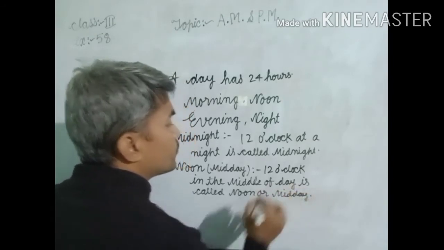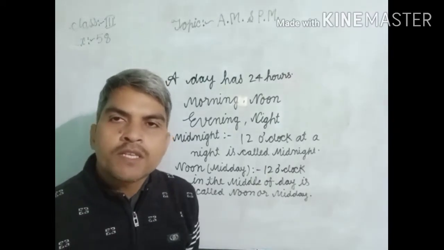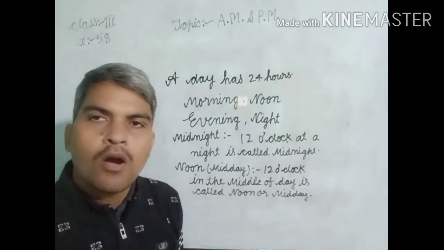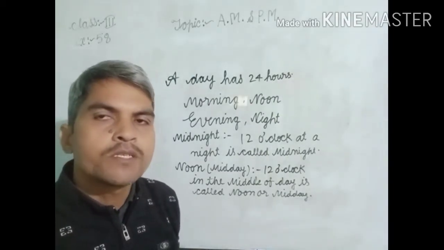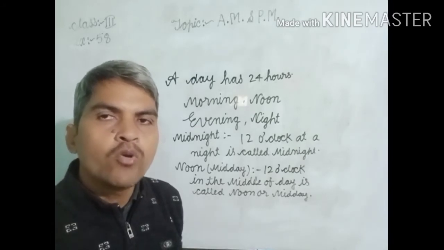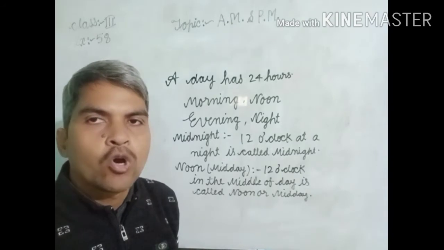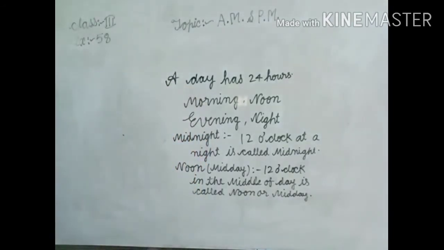Dear students, we have discussed what is noon and what is midnight. All the students know that 12 o'clock at night is called midnight. 12 o'clock in the middle of the day is called noon or midday. Now, what is AM?